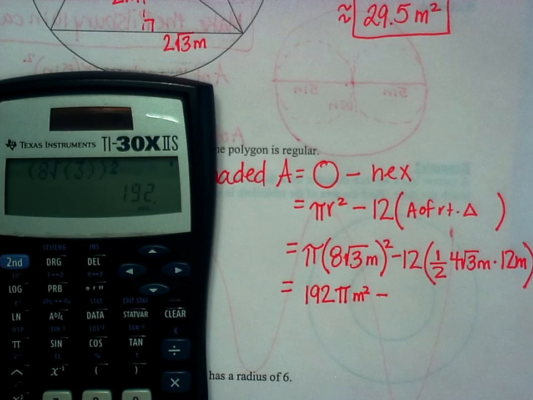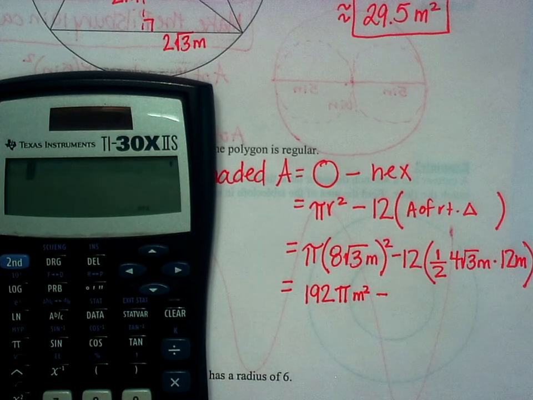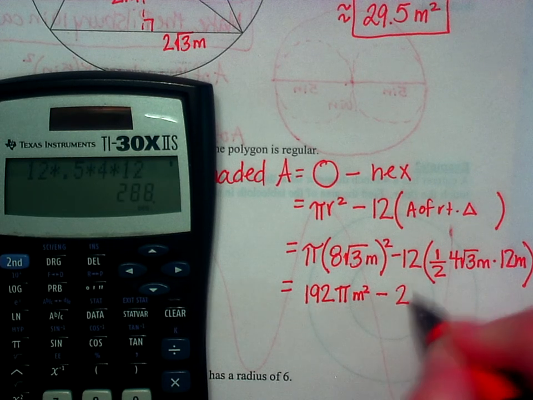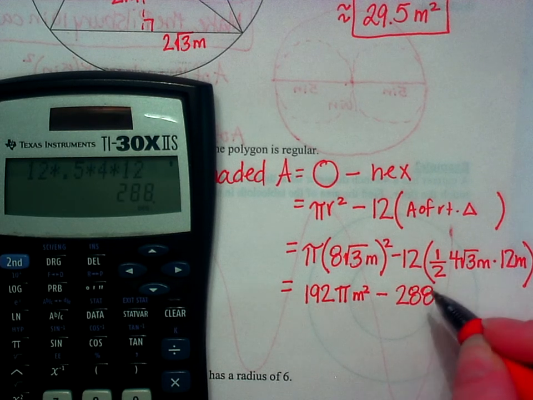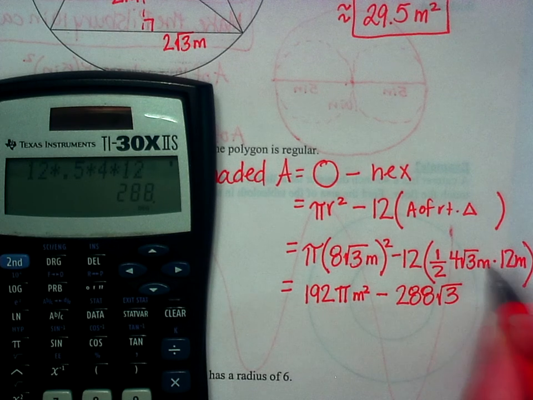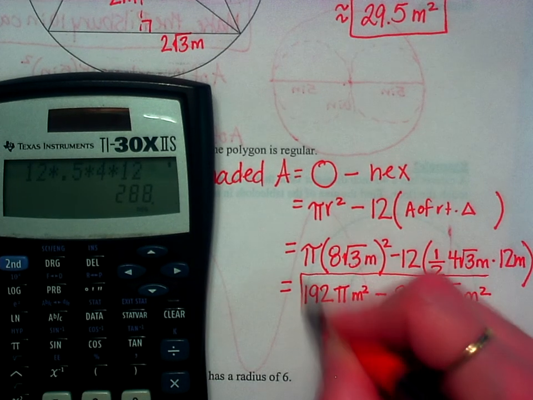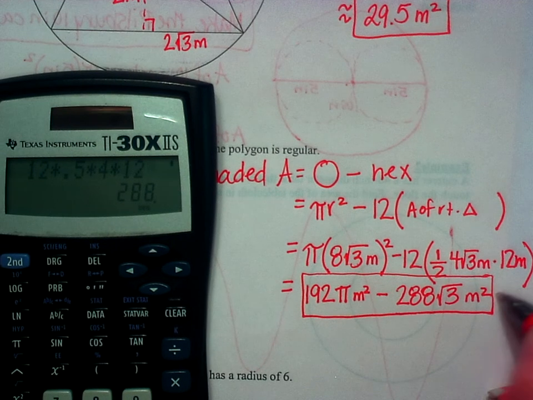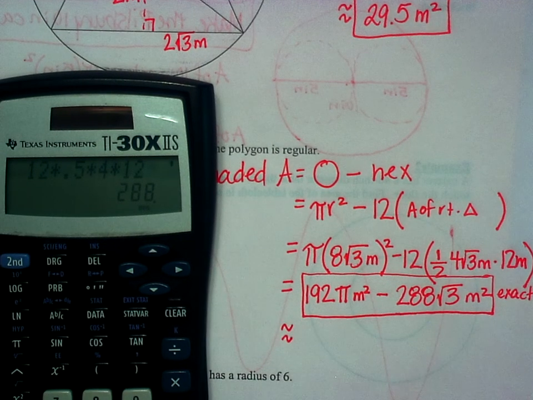in my calculator, I'm going to do 12 times 0.5 times 4 times 12. And I get 288, and then there's a square root 3 with it. Meters times meters is meters squared. This is my exact answer because I have not rounded anything yet. So this is exact, and then I could round that if I wanted.